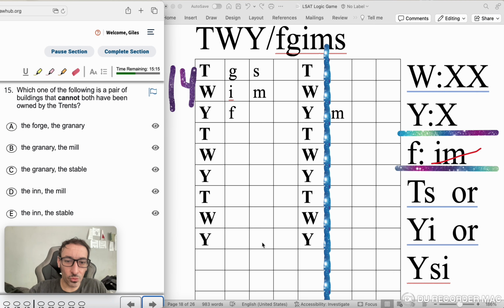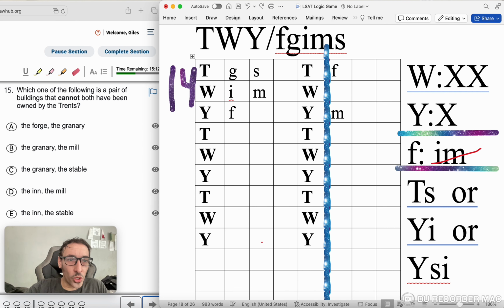Question 15 wants to know which one of the following is a pair of buildings that cannot have been owned by the Trents. Now, the way logic games work out, you don't have to necessarily go in the order that it comes to you, number 14, number 15. You can go in the order that you would be more efficient at. And with this question right now, we don't really have enough information to answer that. So let's go ahead and skip it.